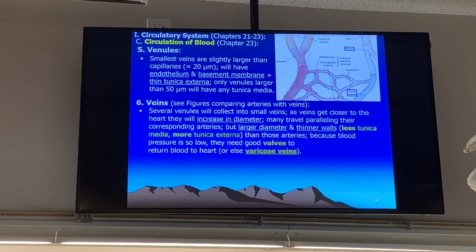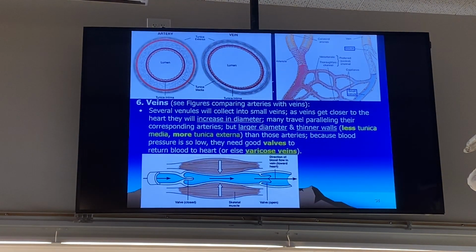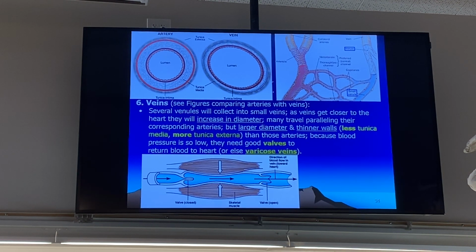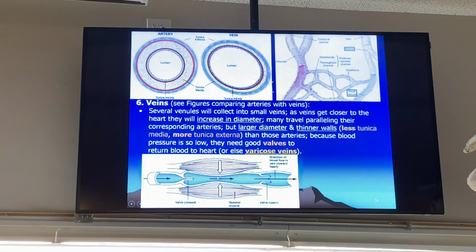And that's why you've got to have valves. If you are standing, there's not enough hydrostatic pressure in the veins to return blood to your heart. The only way blood can go up against gravity is through valves. And to have valves work, you have to move around. You have to contract skeletal muscle. And when you contract skeletal muscle, one side closes, the other side opens. And that's how it can go up against gravity.